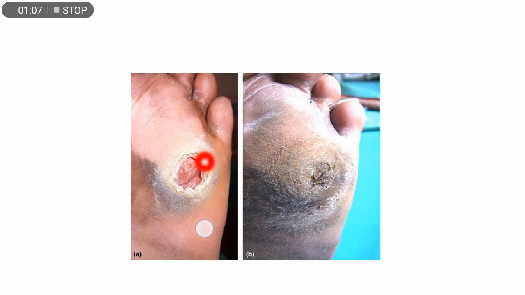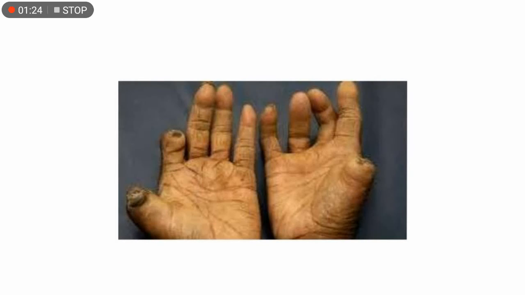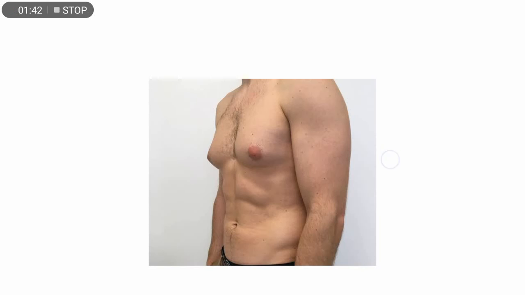And because nerves are involved, the sensory component is gone too. Because the sensory component is gone, there will be trophic ulcers which will occur in the long run. And as you can see here, the digits are getting absorbed on themselves, so they are shortening. And here, there's auto amputation of the fingers, the digits here. So anesthesia of the lesion or anesthesia of the foot will cause trophic ulcer and a chronic infection. Contraction of the wound and auto amputation also occurs.